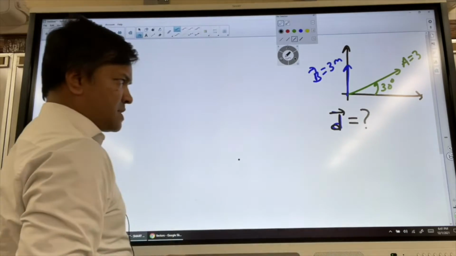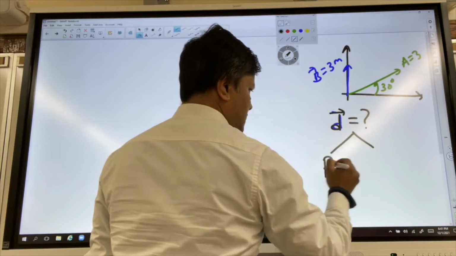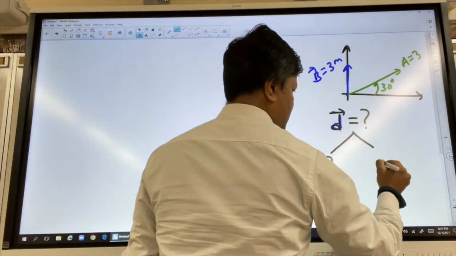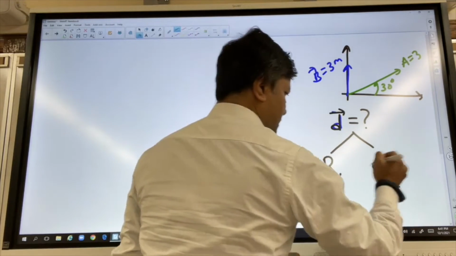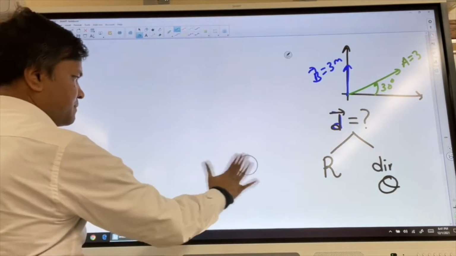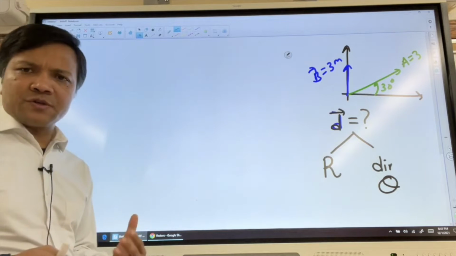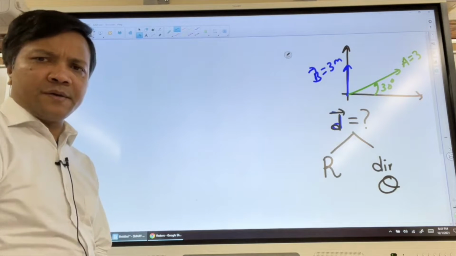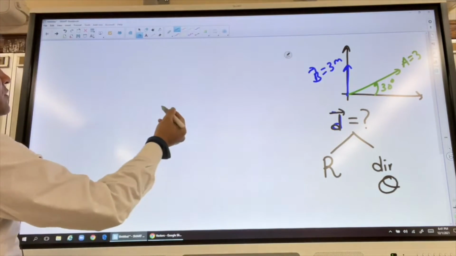Okay, the displacement vector has two things: the resultant and the direction. I want you to give me theta. All right, so first I'm going to show you how to do it by using trigonometry. So let's do it by trigonometry.